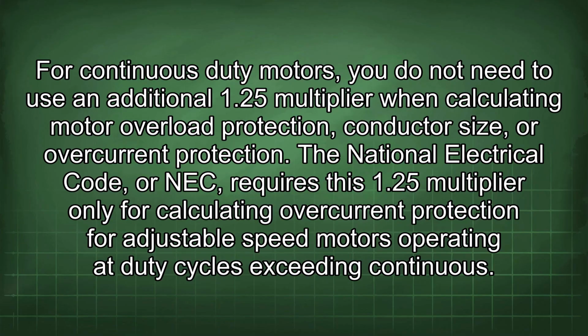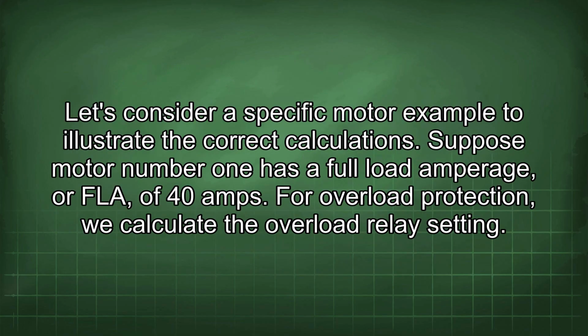For continuous duty motors, you do not need to use an additional 1.25 multiplier when calculating motor overload protection, conductor size, or overcurrent protection. The National Electrical Code, or NEC, requires this 1.25 multiplier only for calculating overcurrent protection for adjustable speed motors operating at duty cycles exceeding continuous. Let's consider a specific motor example to illustrate the correct calculations.